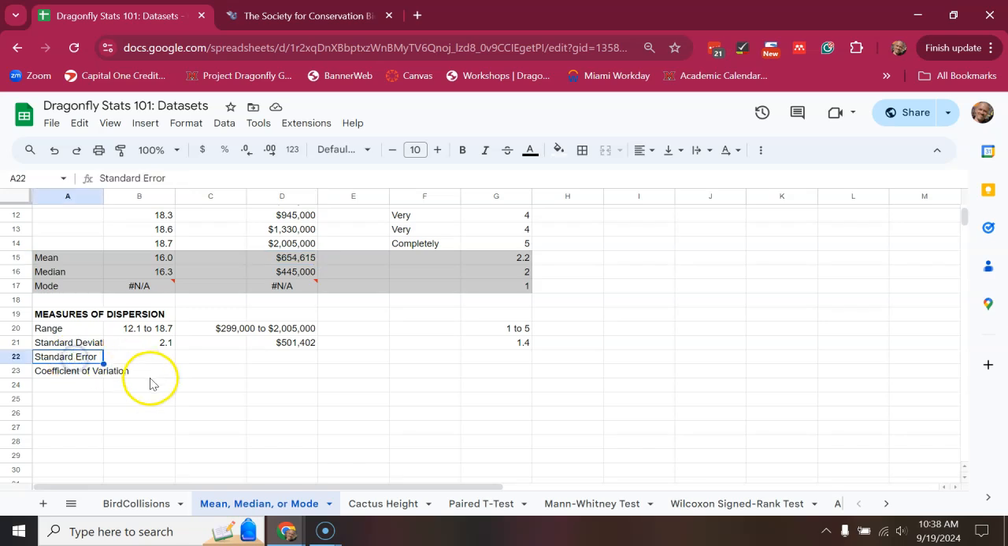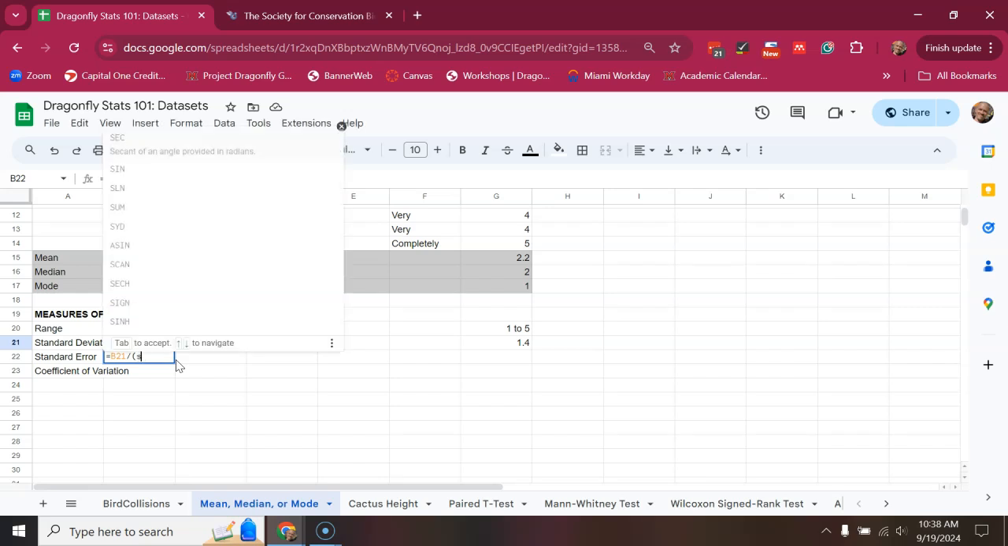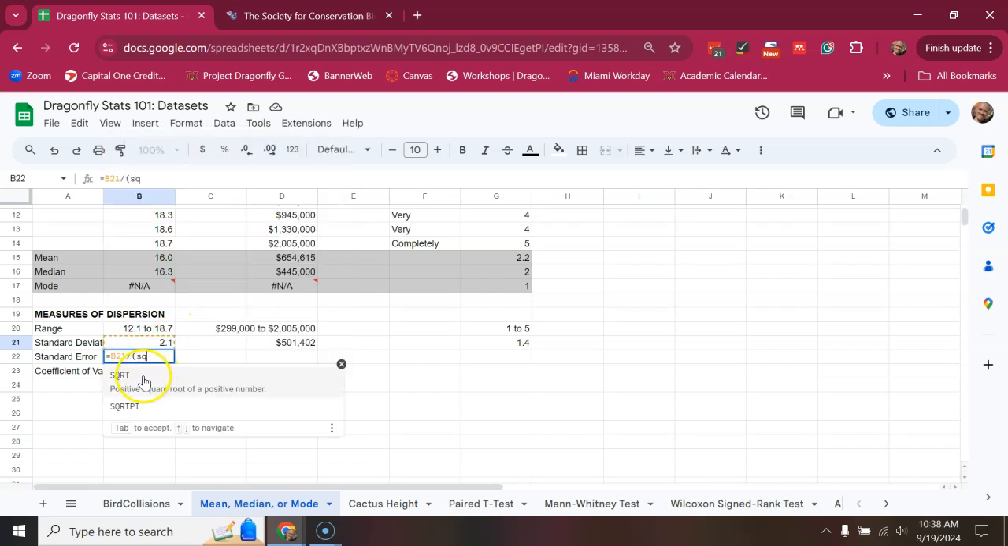But another term you see is standard error. Standard error is calculated from the standard deviation, and it simply is the standard deviation divided by the square root of the sample size. So we can actually build a formula in here because there's no existing one in Google Sheets to do this. So we'll just do equals, click on the standard deviation, then divided by, put in parentheses, and type in square root. So I started to write SQ, there it is, square root of the sample size.